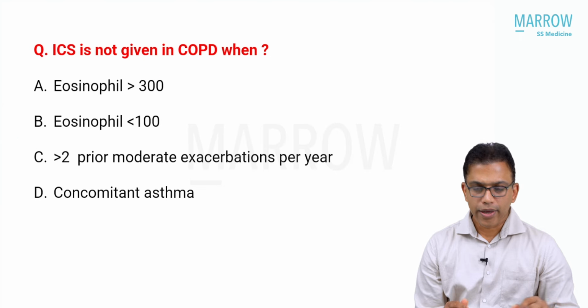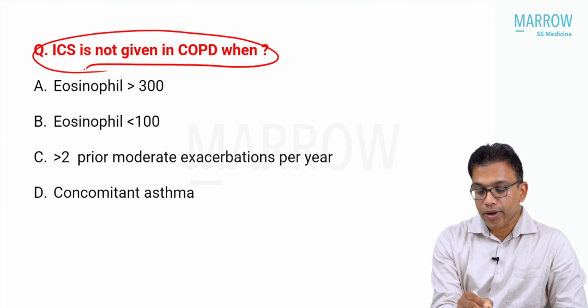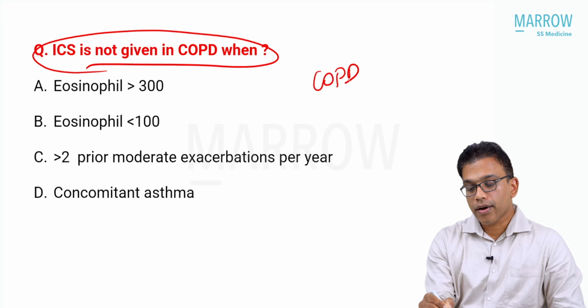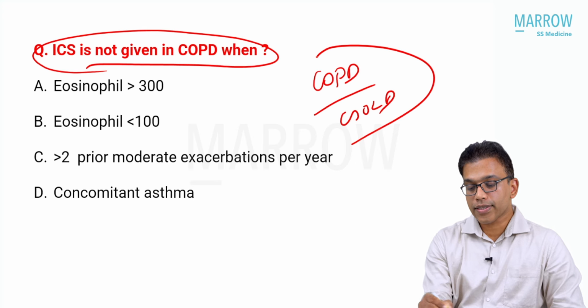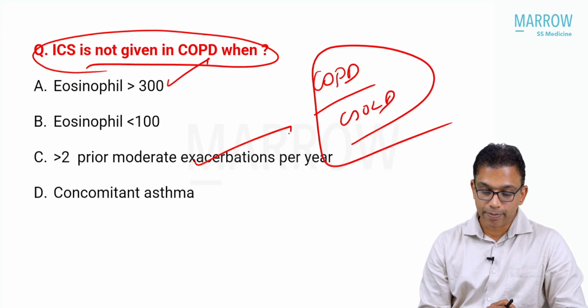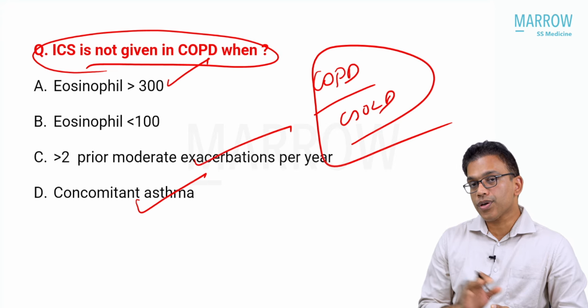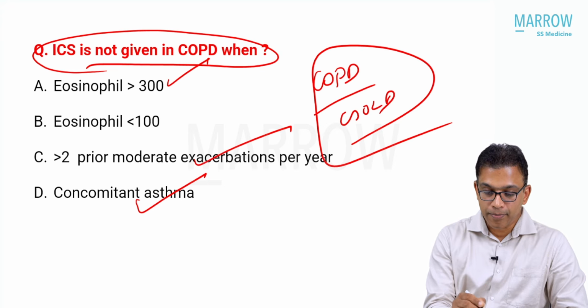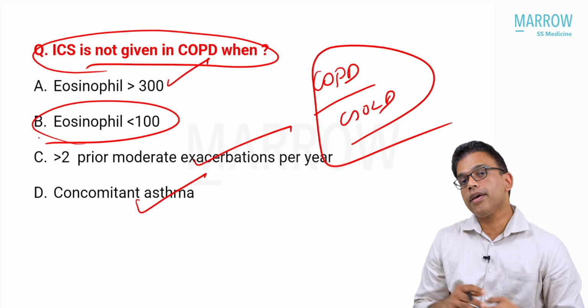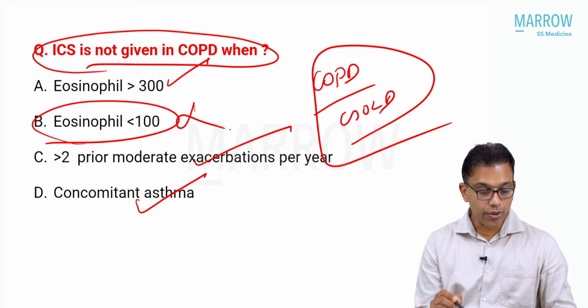Is currently available only in United States, I think. So ICS is not given in COPD when... Again, this is covered in the GOLD module discussion on COPD. So eosinophil, if it is more than 300, more than 2 or more exacerbations per year, concomitant asthma, you are justified in giving an inhaled corticosteroid along with the bronchodilators. If the eosinophil is less than 100, the efficiency or the utility of giving an ICS is limited. You are not supposed to give it.